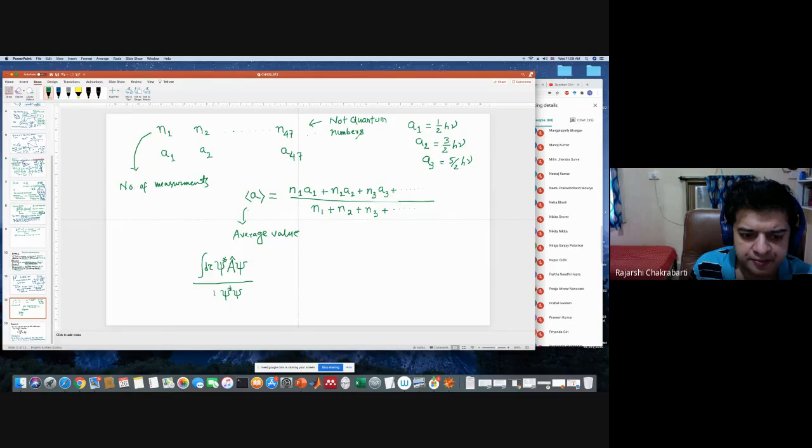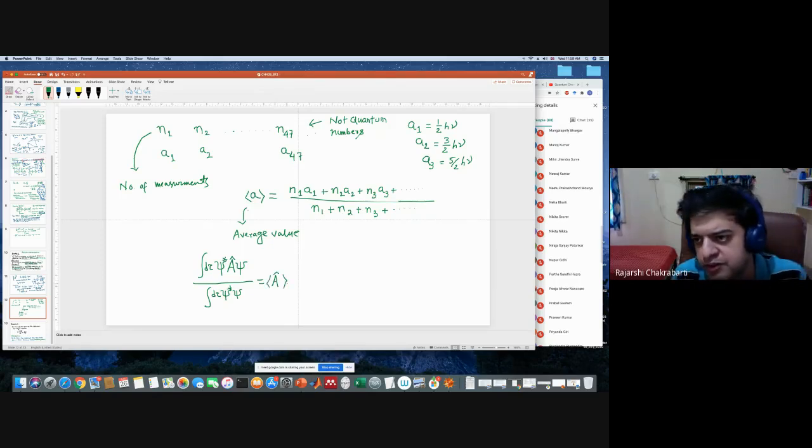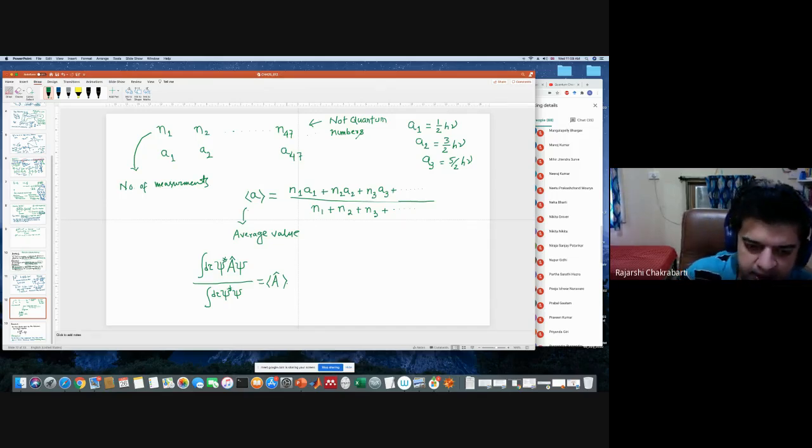the integral of psi star psi, and this will give you the average value for that operator. Basically it means the average value for the observable corresponding to that operator. This has a name in quantum mechanics. This is also called the average value, but it is better known as the expectation value.